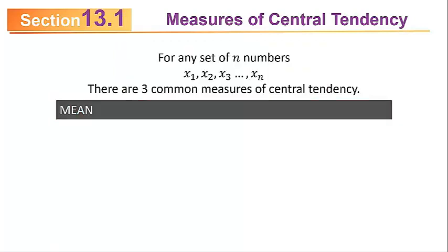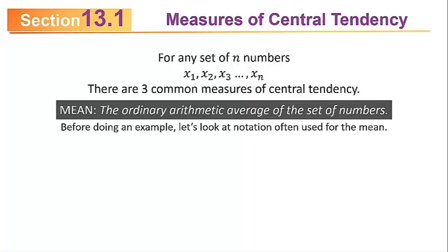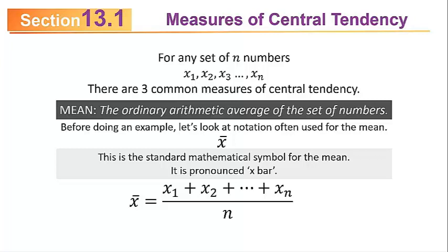The third common measure of central tendency is called the mean. The mean is the ordinary arithmetic average of a set of numbers that you've been using for years. But I do want to talk about the notation. We call that X bar. X with a horizontal bar above it is the standard symbol for the mean. And you'd read that X bar. X bar is simply the sum of the values divided by how many there are. That's the ordinary average that you've known how to do for years.